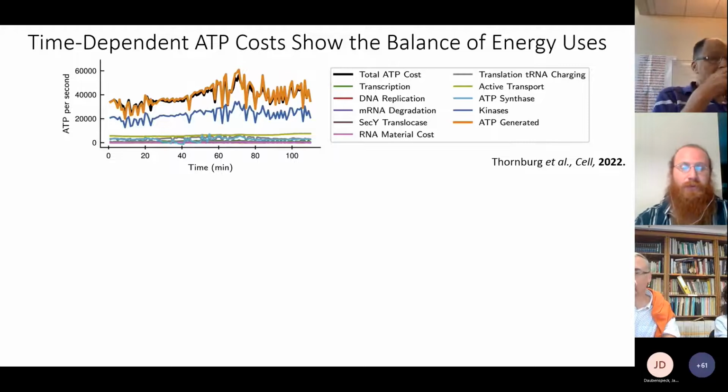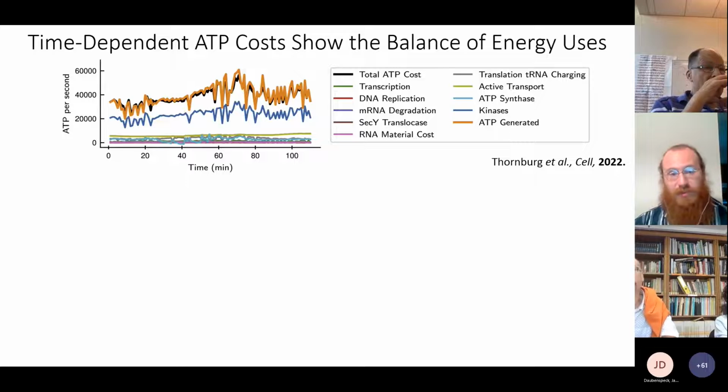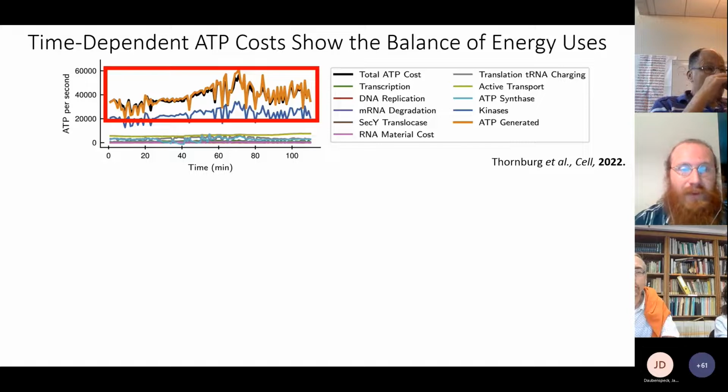So now to move on, we used those to parameterize a well-stirred model. So where we are now assuming that the whole cell is a well-stirred system, and we simulated that for the complete cell cycle of SYN3A, so out to 2 hours. And what I'm first going to highlight is that we calculate the ATP cost of every reaction explicitly. And so here we have the orange is the ATP that we generate, and the black is the total ATP cost of the cell as a function of time.